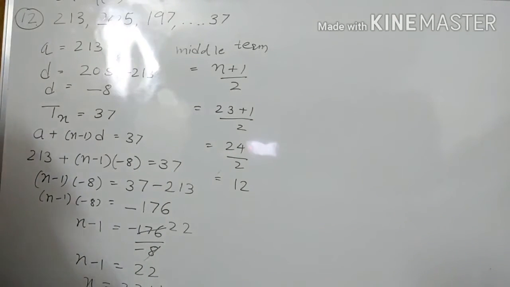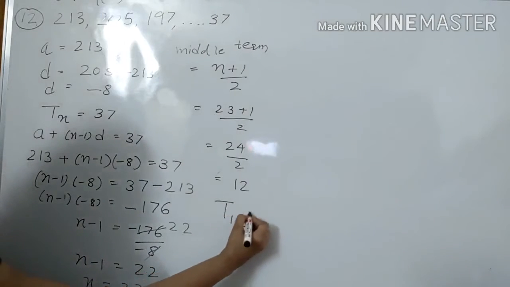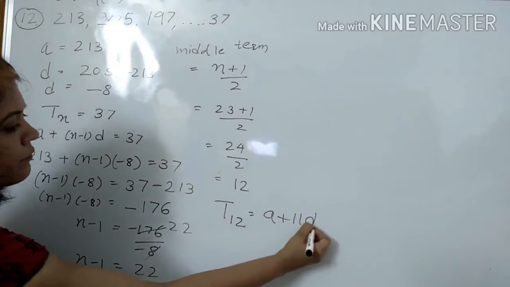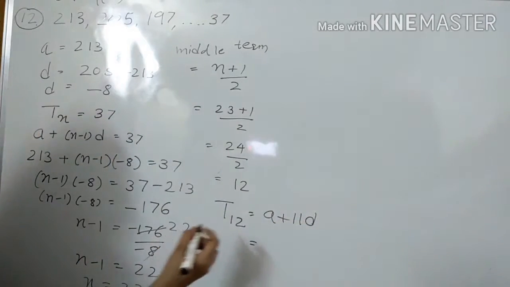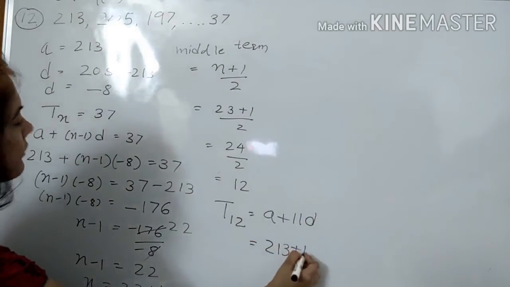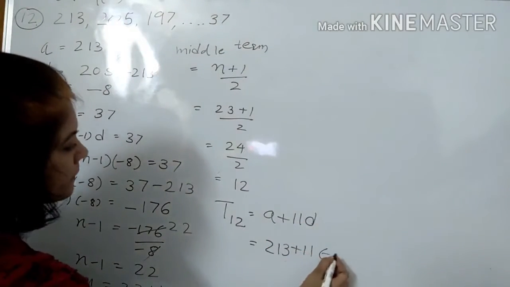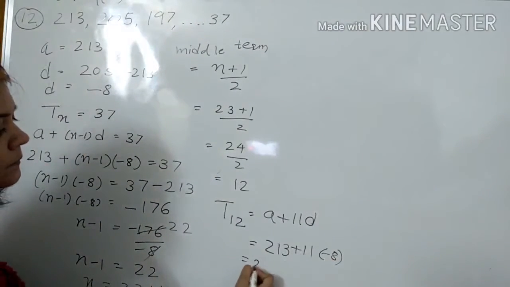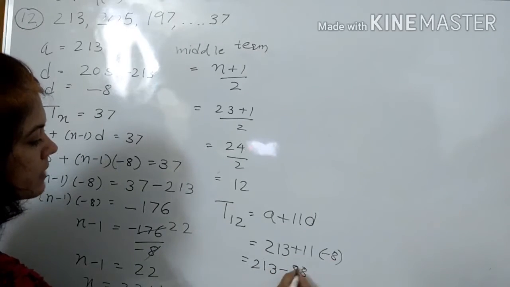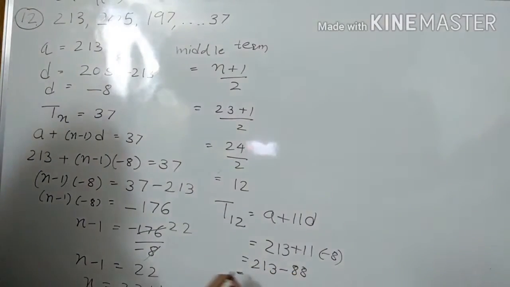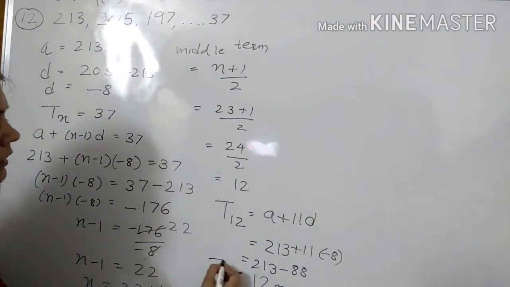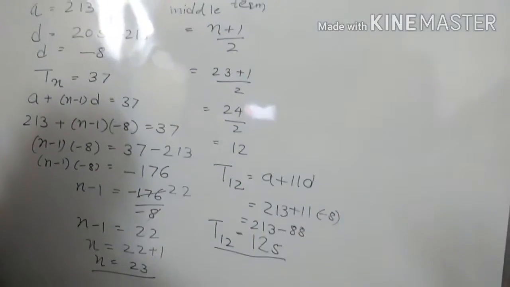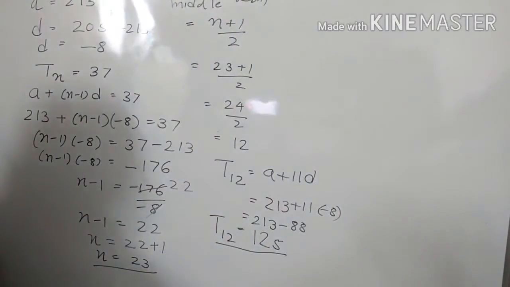So I write here now T12. We want to find the term also. So we find T12 using the formula a plus 11d. a is already here, 213 plus 11, and d is minus 8. So here 213 minus 88. So by subtraction, we found 125 as our T12. So this is our final answer, that term 12, that is the middle term, is 125.